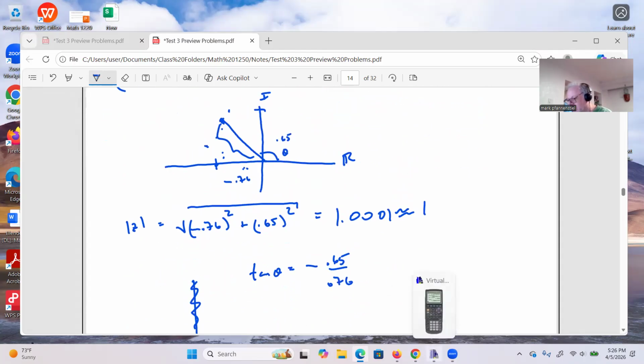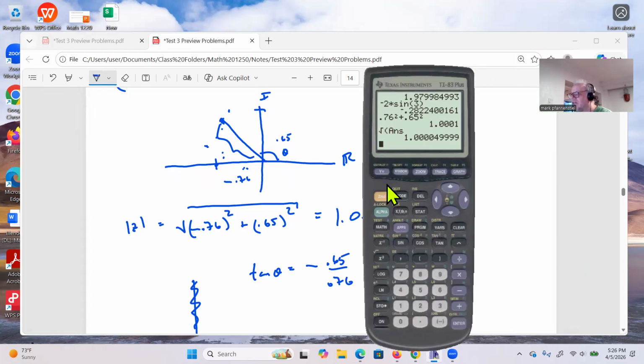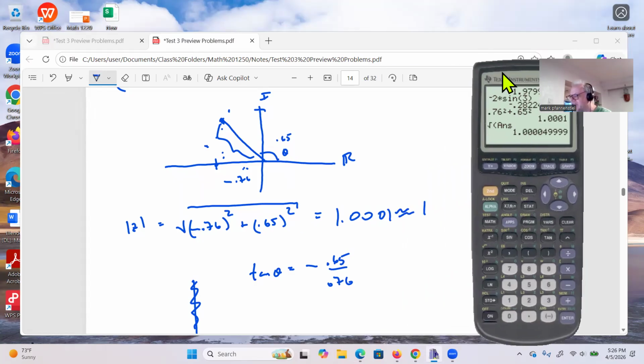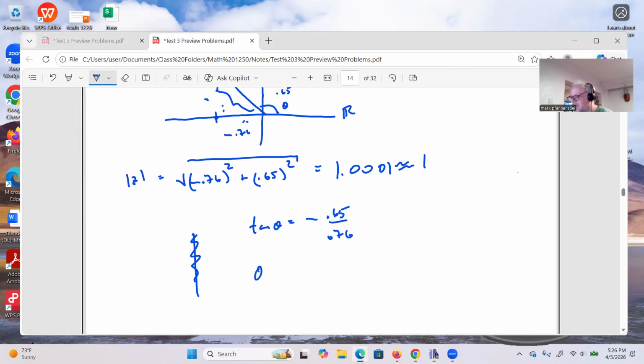You can go ahead and do this in degrees, so we're going to check our degrees here. We go back to mode, go down to degrees, enter and quit. Okay, so we're in degrees now. If we know the tangent is equal to this thing, then theta is equal to the inverse tangent of negative 0.65 divided by 0.76.